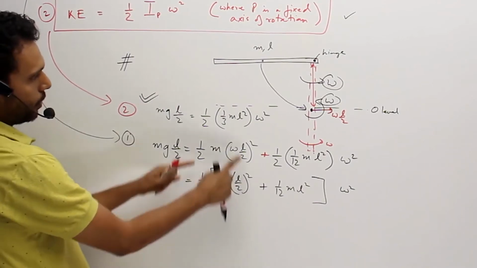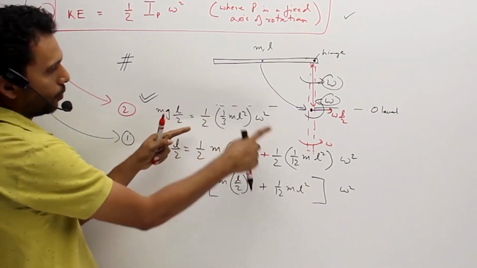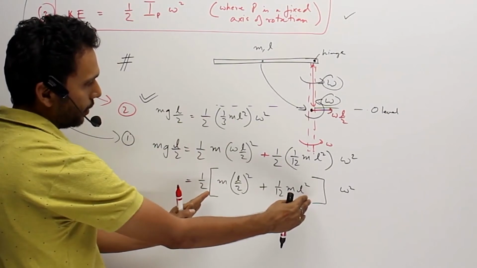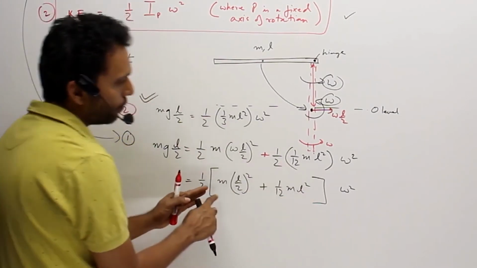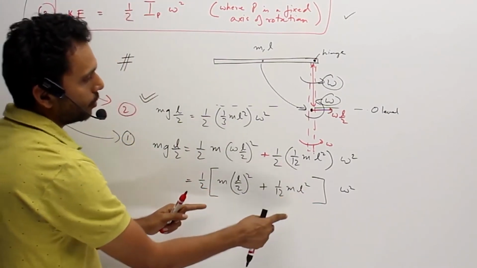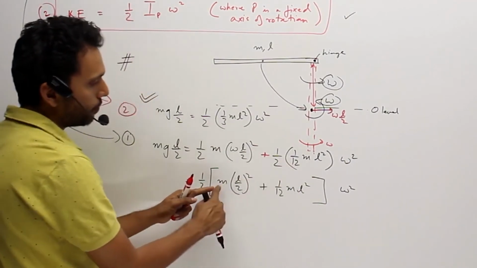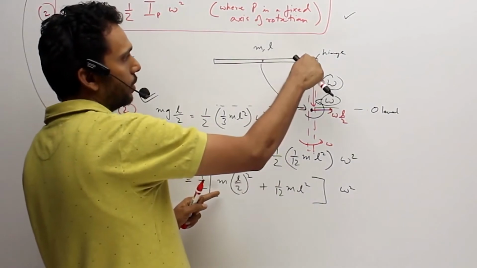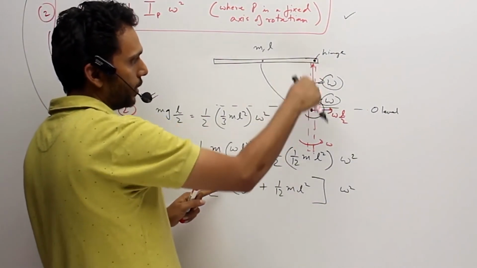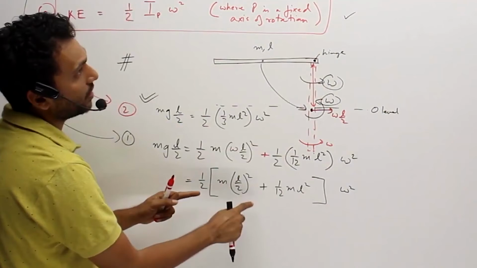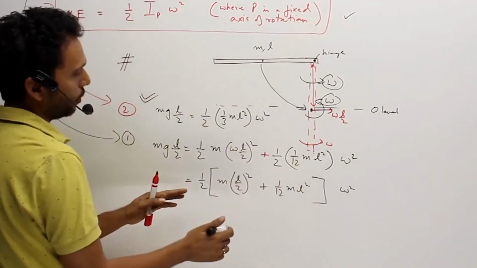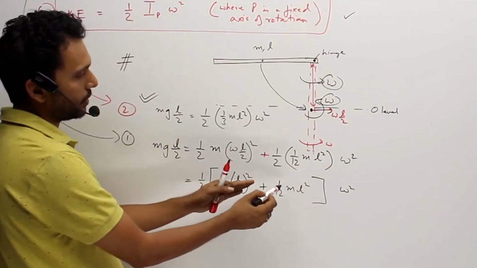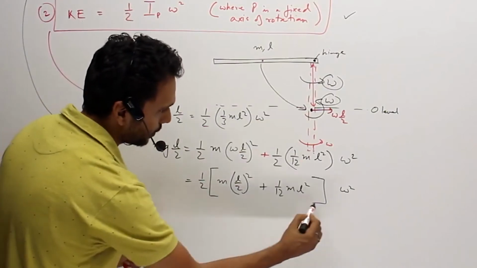If I compare this formula to this formula, what's the difference? I have half omega square, and I have this thing. So what is this? This is in fact the parallel axis theorem. You have ICM and you have m into L square, that's the distance of the axis of rotation from the CM. That's your L by 2. So it is md square. I don't have it on the board now, but it is md square plus ICM. So this is your parallel axis theorem.